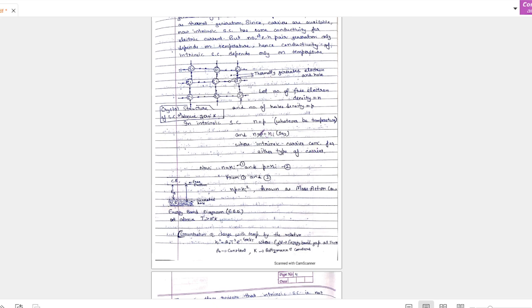But in it, as we know, the number of electrons equals the number of holes. The number of electrons is denoted by n, and the number of holes is denoted by p. Both are equal, so we can say n equals p equals ni, where the subscript i is for intrinsic. Multiplying equations 1 and 2, np equals ni square. This is known as the mass action law.